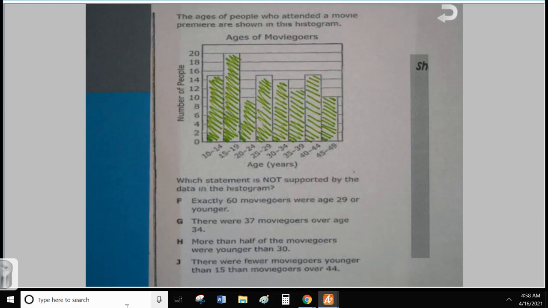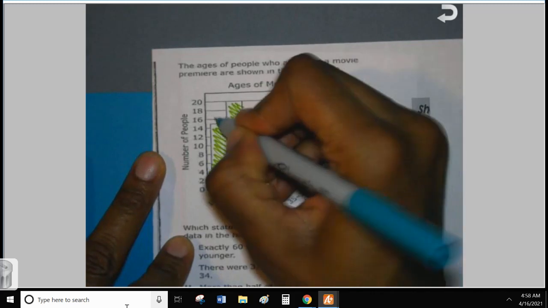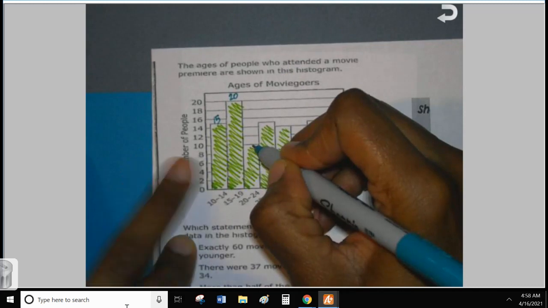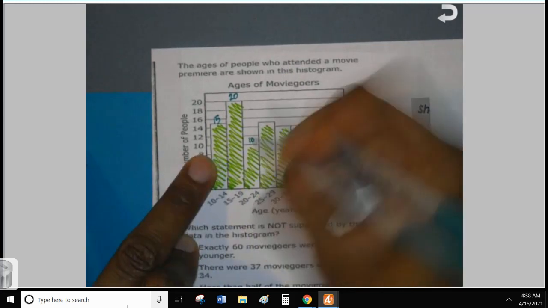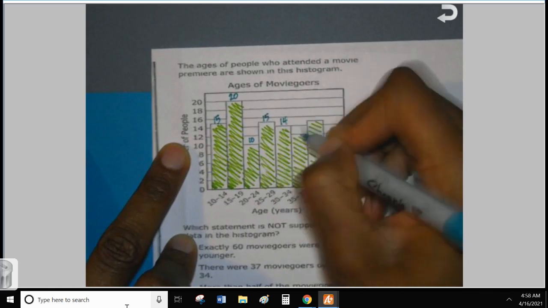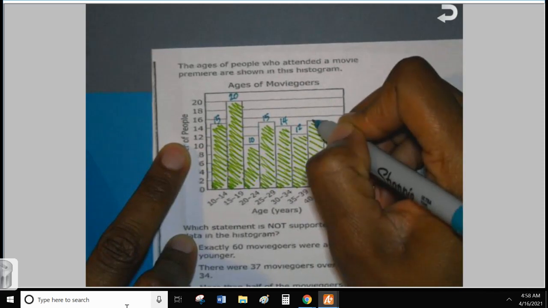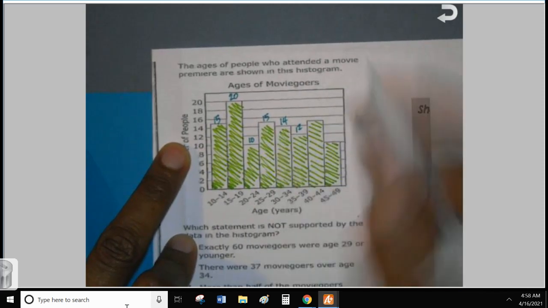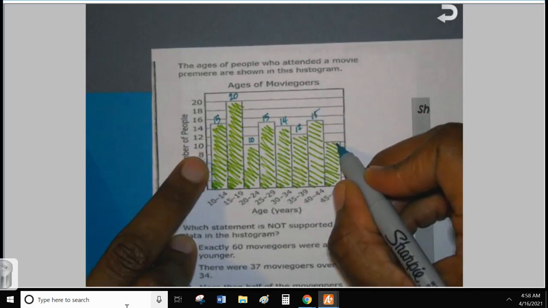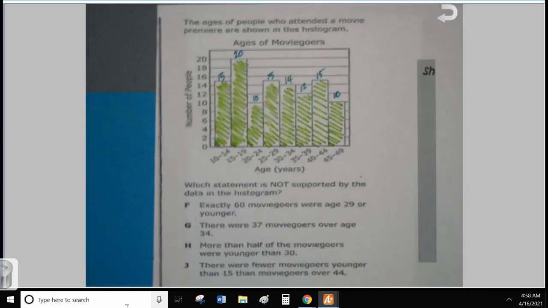I'm going to go in and we're going to do the same thing we did before. We're going to write the values on top of the bars. So this would be 15. This is 20. This is 10. This is 15. This is 14. This is 12. This one looks like it's 15 again. And the last one is 10 again. Okay, so let's look at our questions.